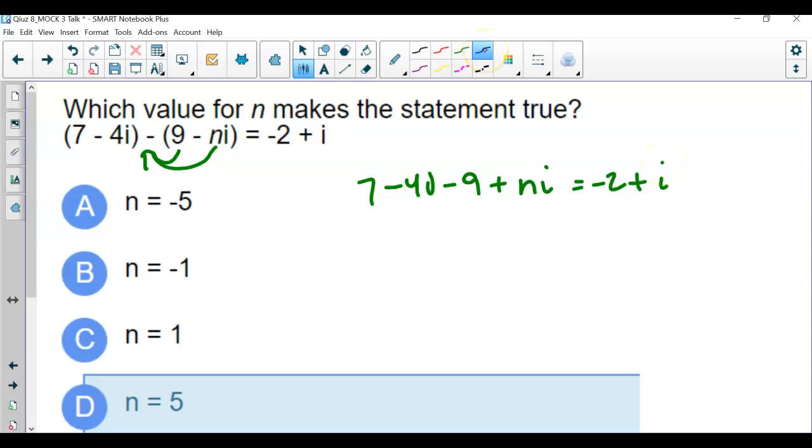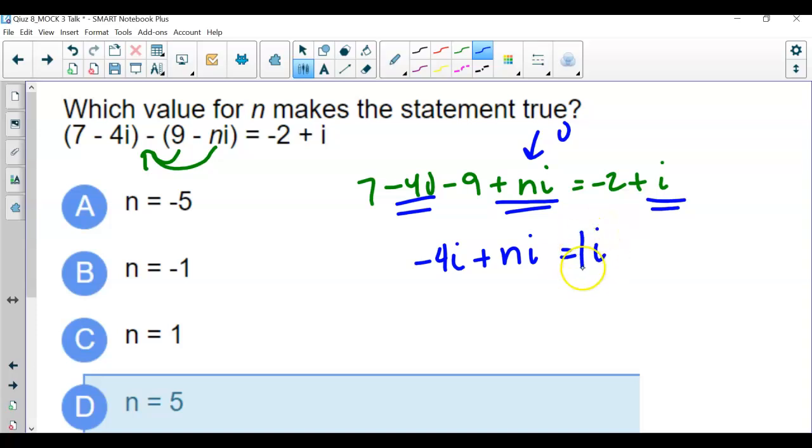So now we're looking for the value of n. Well, n is what? Imaginary. So I only need to focus on imaginary parts. What else is imaginary? The -4i. What else? Positive i. So this is -4i plus ni is equal to just i, or 1i. So really, you're just looking for -4 plus what value is going to equal 1. That's why here the answer was D. -4 plus 5 is equal to 1.